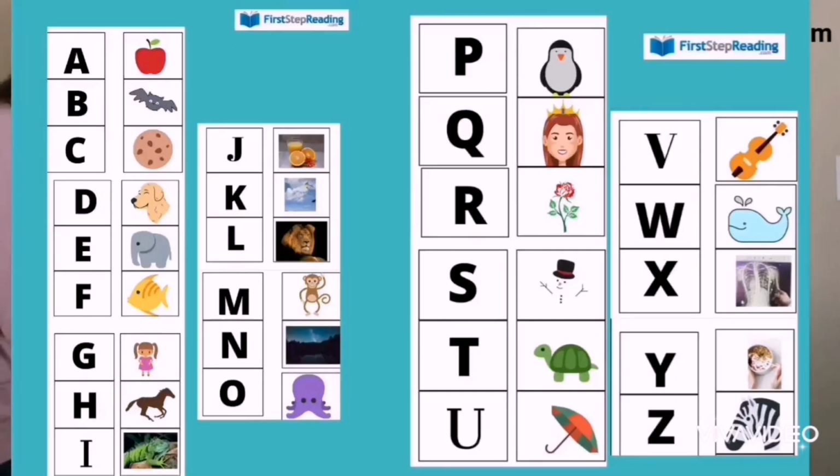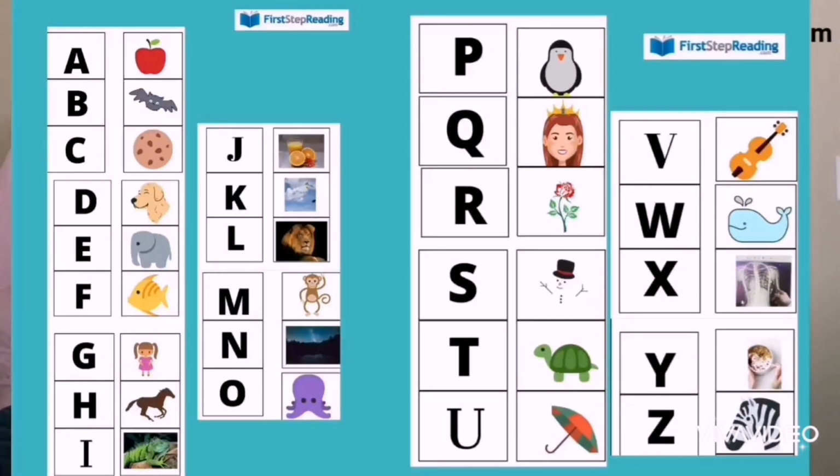The D says d. The E says eh. The F says like dog, elephant, and fish. The G says g. The H says the I says I. Like girl, horse, or iguana.